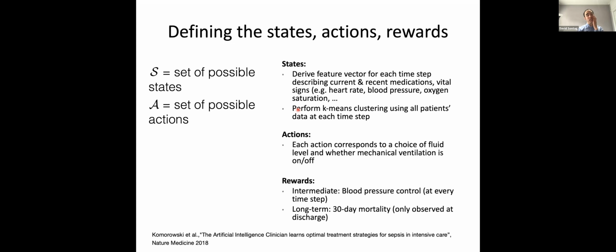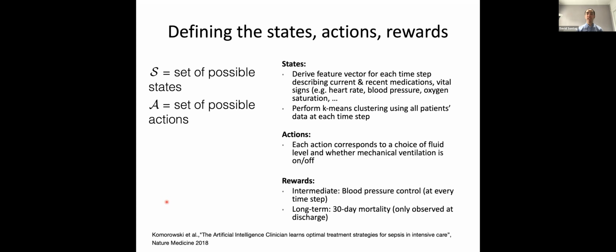So in order to tackle this, the first thing that we're going to do is define the state space, the set of actions, and the reward function. Whereas in the earlier part of the lecture I was giving you a hypothetical scenario around COVID-19, what I'm describing here is a paper that was published 2 years ago in Nature Medicine. I have the reference at the very bottom here.